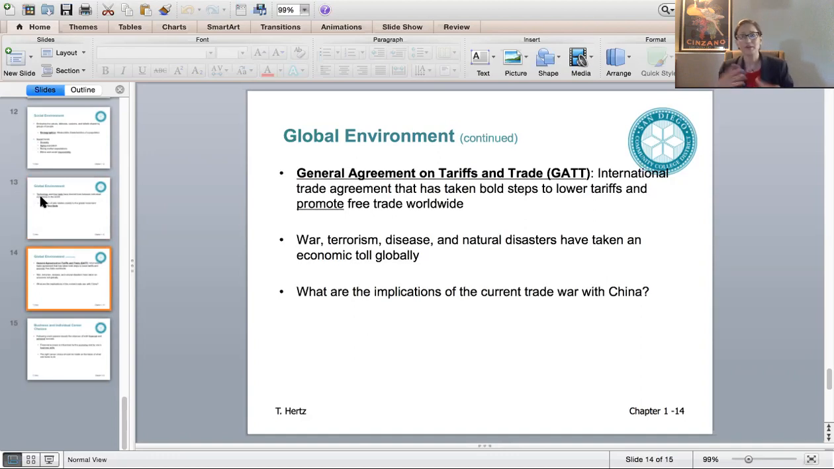Also, things you have to think about, things like war, terrorism, disease, natural disasters. All of these take an economic toll, and we are not operating in a vacuum here in the United States. Even though we have a strong, robust economy, things like this have an impact on the way that businesses operate. And think about things like trade wars and how that actually has an impact on the way that we do business.